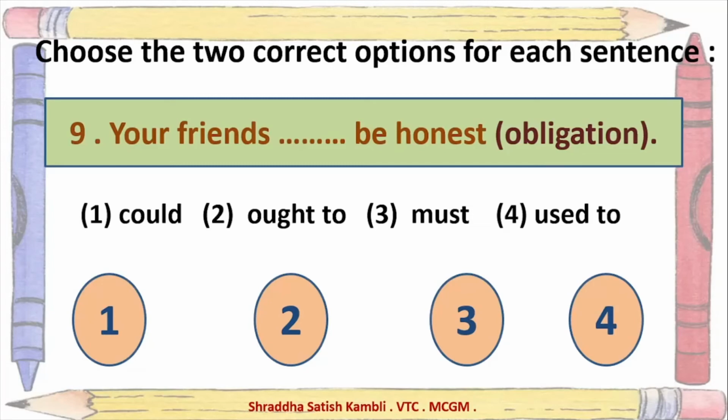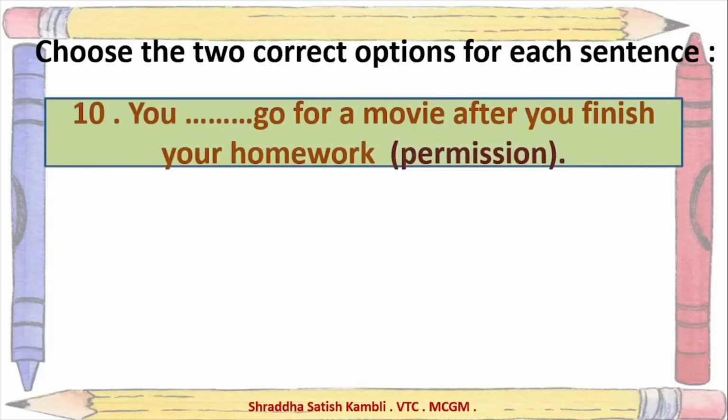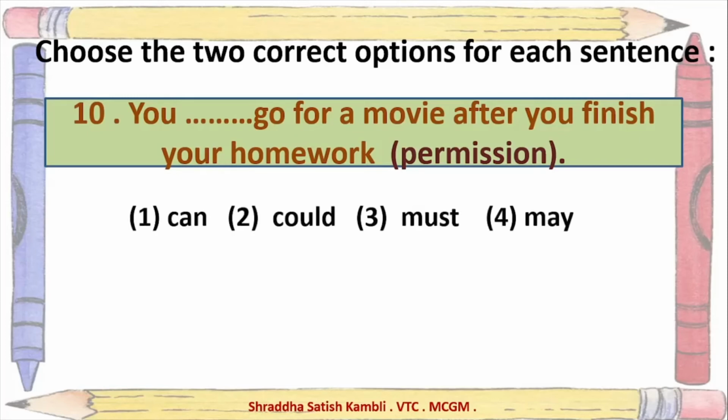So you say your friend, option number 2, ought to be honest, and option number 3, must be honest. So there is no choice. If you want to make someone your friend, that person must be honest. Okay? Coming to the last question in this pattern, you dash go for a movie after you finish your homework. Here again we are talking about permission. So let's take a look at the modal auxiliaries and let's see which one will fit in.